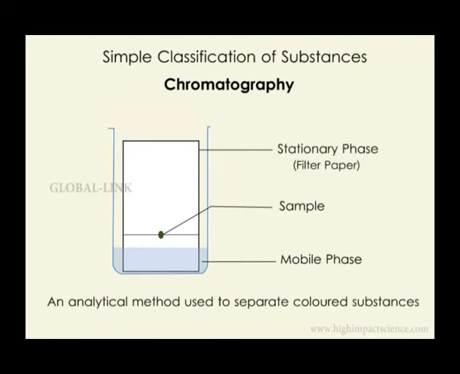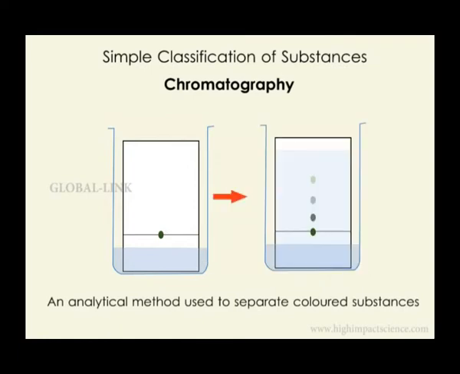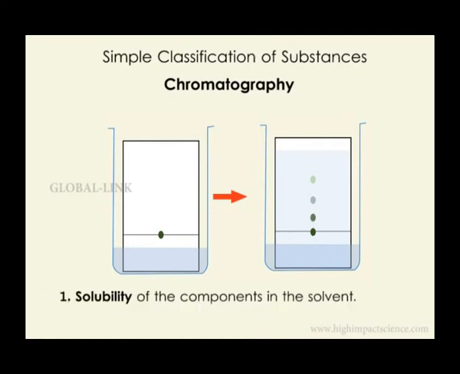The mobile phase is usually a developing solution that dissolves the sample and carries it up the filter paper over a certain distance. The different components of the sample mixture are carried up the paper through different distances. Thus, the components of the mixture are separated. The distance traveled by each component depends on two factors. 1. Solubility, or how well it dissolves in the solvent or the mobile phase. The more soluble the substance, the further up it moves.